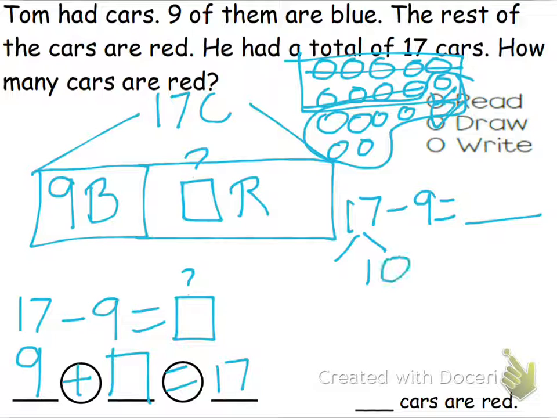17 is 10, 7. Taking 9 from 10, there's 1 left. 7 plus 1 equals 8. So now there's 8 left.